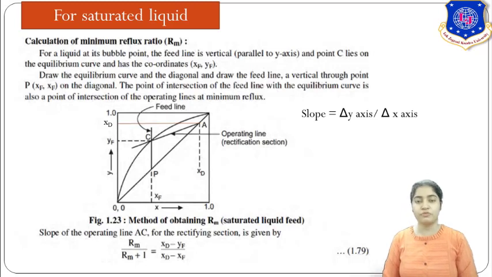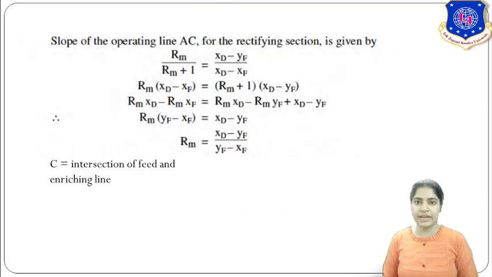So the slope of the enriching section, Rm upon Rm plus 1, is also equal to delta y upon delta x, and from the graph you can see xd minus yf upon xd minus xf. So Rm upon Rm plus 1, the slope, is equal to xd minus yf upon xd minus xf. This is the minimum reflux ratio slope for saturated liquid. This way you have to calculate. Hence now Rm is xd minus yf upon yf minus xf.